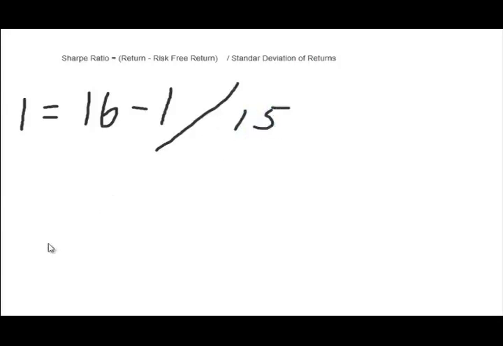As an example, let's look at the returns of two funds to get a better understanding of how the Sharpe ratio allows an investor to evaluate performance. We'll calculate a Sharpe ratio of 1, with Fund 1 having a 16% return minus the risk-free rate of return divided by the standard deviation of the return. In Fund 2, we'll create a Sharpe ratio that has a 2, which will equal an 11% return minus the risk-free rate of return divided by the standard deviation of the return of 5%.